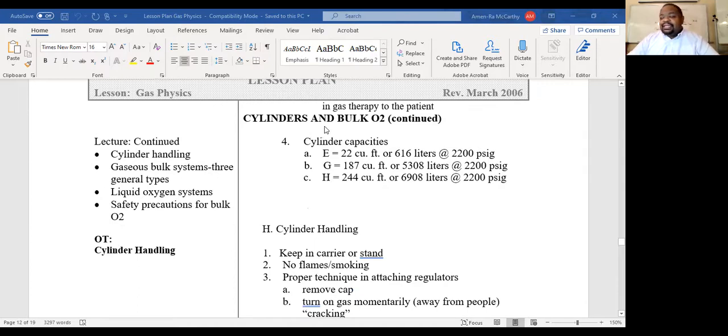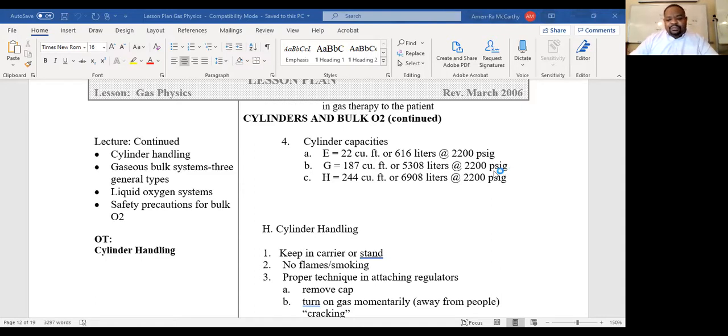What about the capacities? Even though the cylinders are different sizes, they still have the same amount of PSI in them. They may have more liters, but they still exert the same pressure. A full E cylinder has about 616 liters of gas and is pressing at about 2200 PSI. A G cylinder has 5,308 liters of gas inside of it, but it also pushes at 2200 PSI, okay? And that G is pounds per square inch.